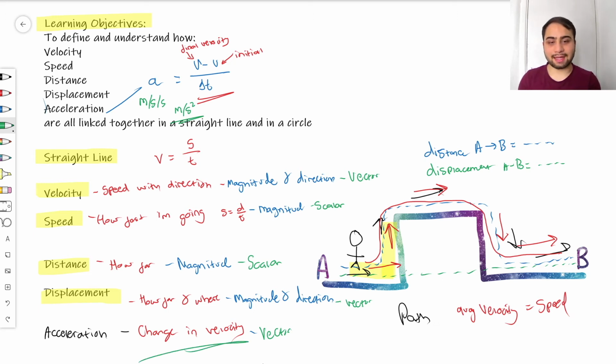So at this corner right here, I have an acceleration because although my actual speed, how fast I'm going, might not change, my direction does, and so there's an acceleration there. There is also an acceleration at this corner here, and at this corner here, and at this corner here, before I end up going the home stretch to B. Okay, so that was a lot of information right there, but now you should be able to understand how velocity, speed, distance, and displacement are linked in a straight line.